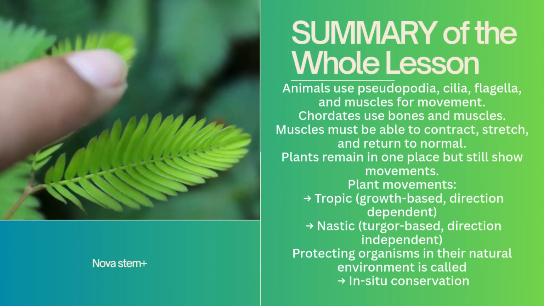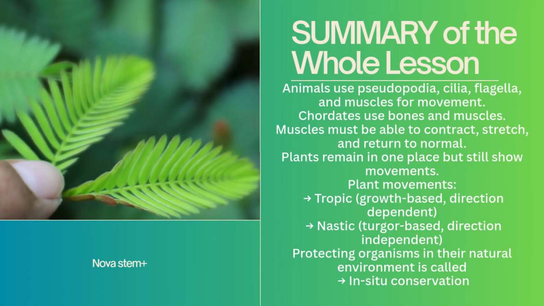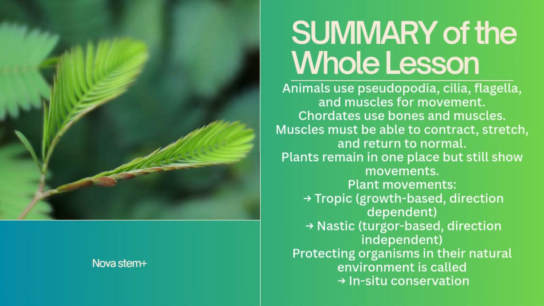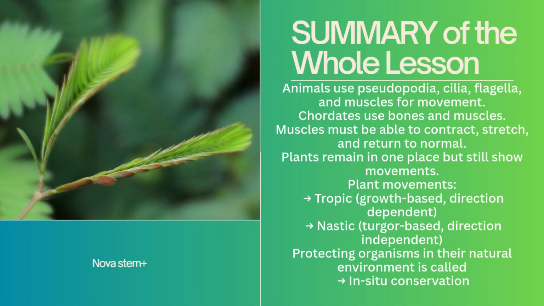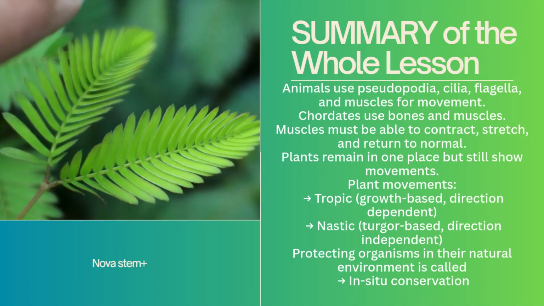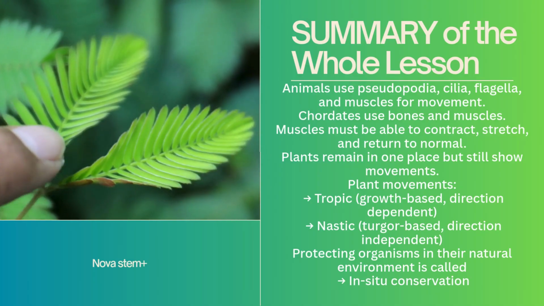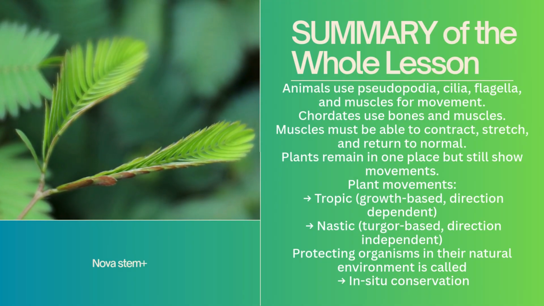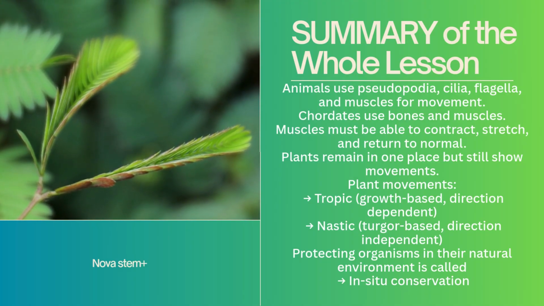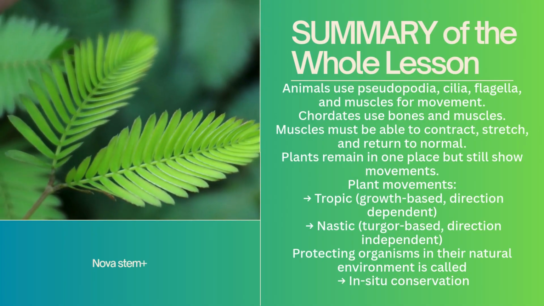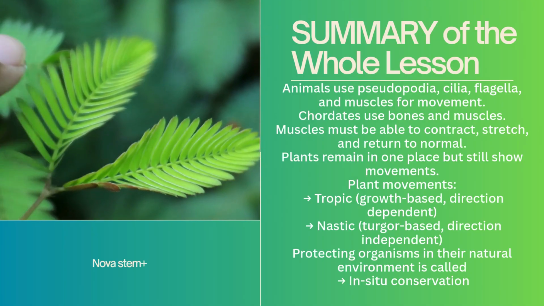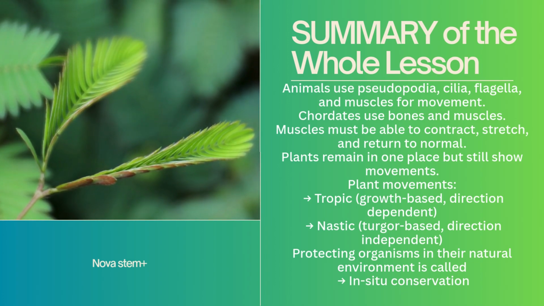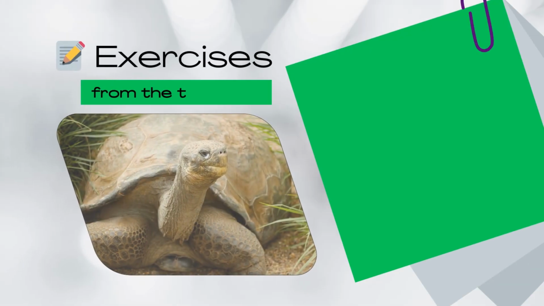Summary of the whole lesson. Animals use pseudopodia, cilia, flagella, and muscles for movement. Chordates use bones and muscles. Muscles must be able to contract, stretch, and return to normal. Plants remain in one place but still show movements. Tropic movements are growth-based and direction-dependent. Nastic movements are turgor-based and direction-independent. Protecting organisms in their natural environment is called in situ conservation.